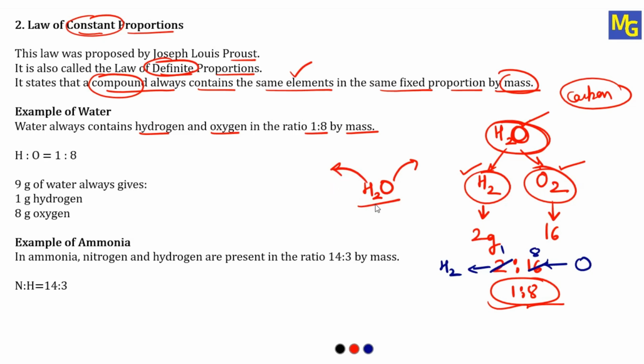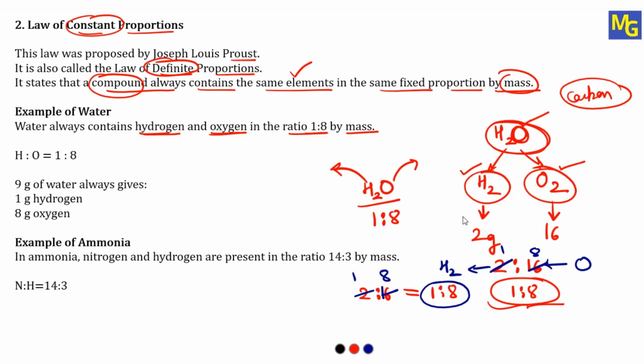If you want water as a compound to be prepared, then always the ratio of mass of hydrogen and oxygen must be 1:8. Remember, 2:16 is nothing but 1:8. Both are the same, we have just cancelled. 2 ones are 2, sorry, it should be 16. 2 eights are 16. So the ratio becomes 1 is to 8. Don't get confused. Come back to the notes. Water always contains hydrogen and oxygen in the ratio 1 is to 8 by mass.